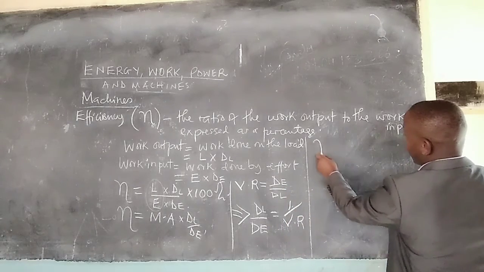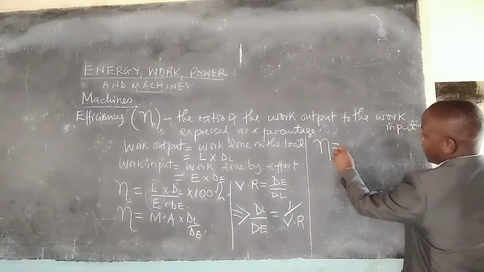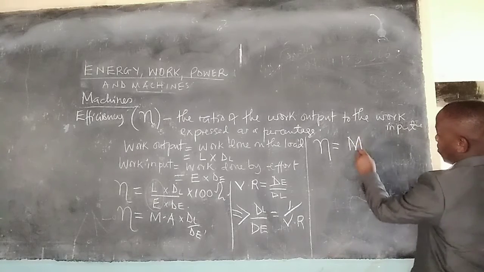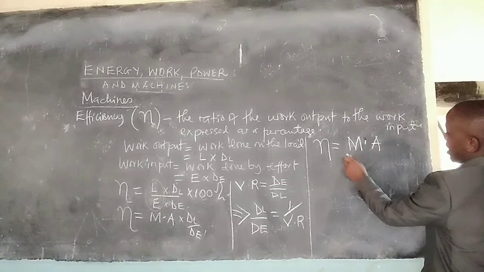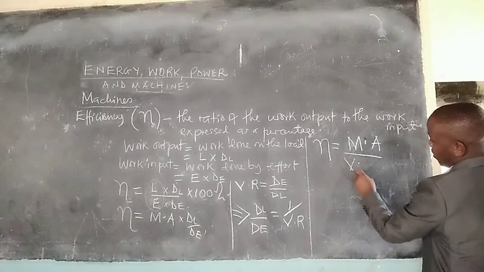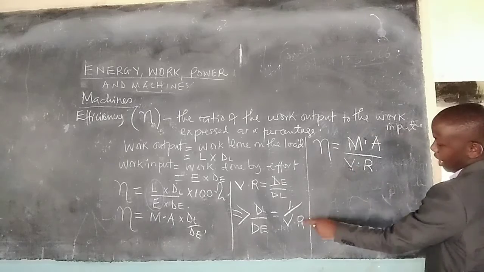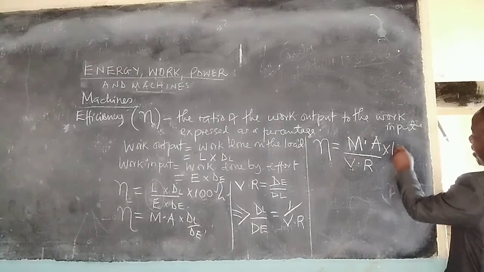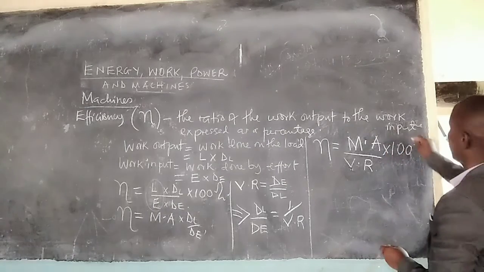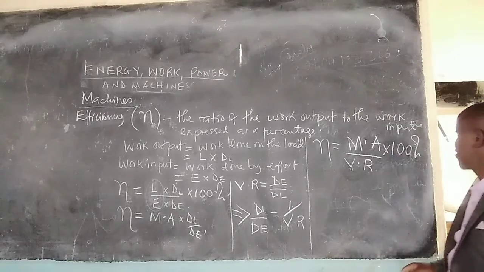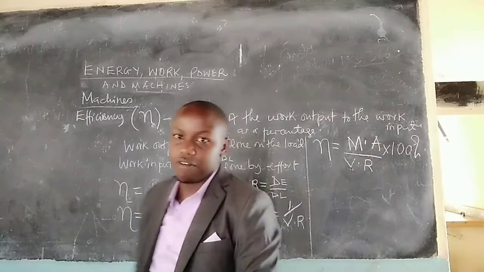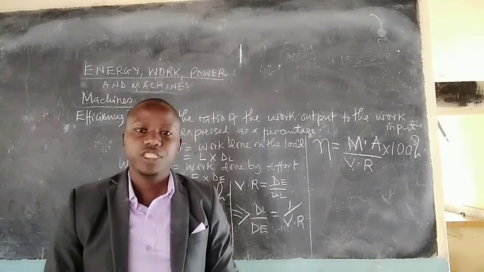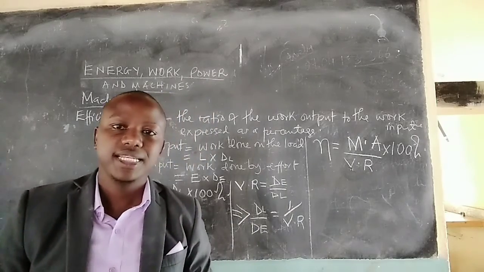Therefore, we can say that the efficiency of a machine is given by mechanical advantage divided by velocity ratio, because here we are multiplying with 1 over VR, so velocity ratio is in the denominator, multiplied by 100%. Therefore, the efficiency of a machine is given by mechanical advantage divided by velocity ratio times 100%.